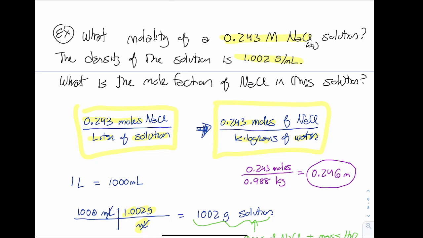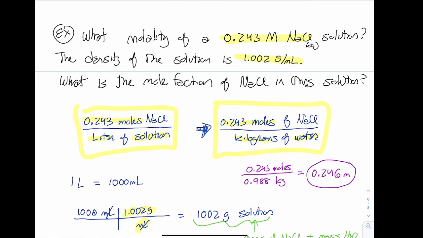If your solution is dilute, which this is, right, it's 0.2 something, it's not like 22 point something. If it's dilute, your molarity and your molality are going to be very close. So if I would have gotten like 36 as my answer, I know I goofed up somewhere. So 0.243 and 0.246 are pretty close to each other. So I'm feeling pretty confident that I did it correctly.